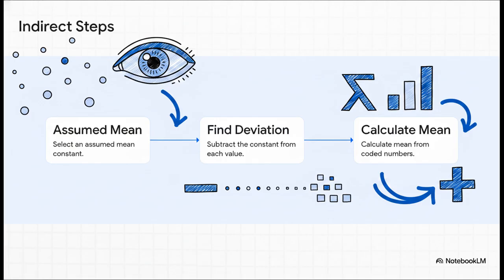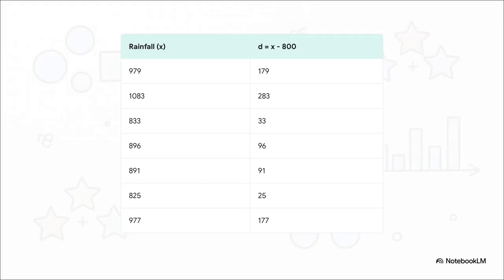Finally, you calculate the mean using these small, coded numbers, and then just add your assumed mean back in at the very end. Let's look at our rainfall data again. Since the numbers range from about 800 to 1100, let's select a nice round constant of 800 as our assumed mean. In the new column, we subtract 800 from each district's rainfall. So, Indore's 979 becomes just 179. Dhar's 833 becomes a tiny 33.